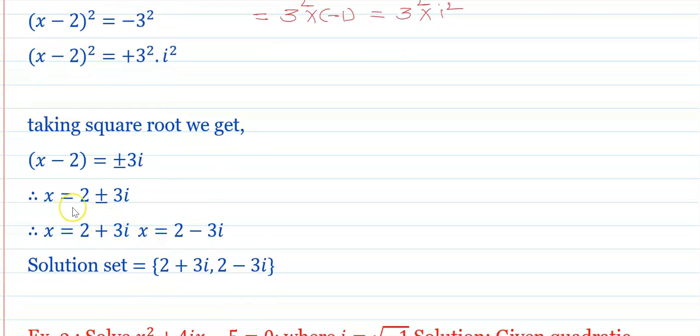Once we take plus and once we take minus. Minus 2 comes to the other side, it becomes plus. Therefore x is equal to 2 plus or minus 3i. Once you take the plus, the other root is with minus. Therefore, x is equal to 2 plus 3i and x is equal to 2 minus 3i.